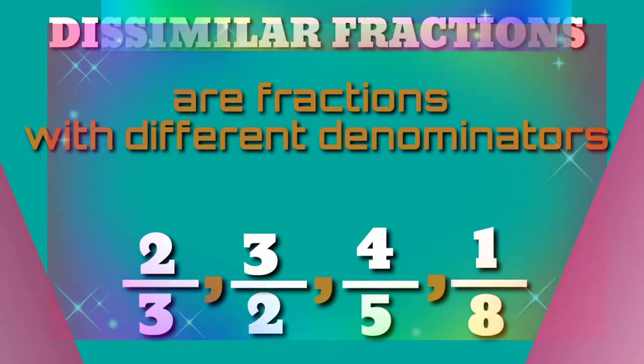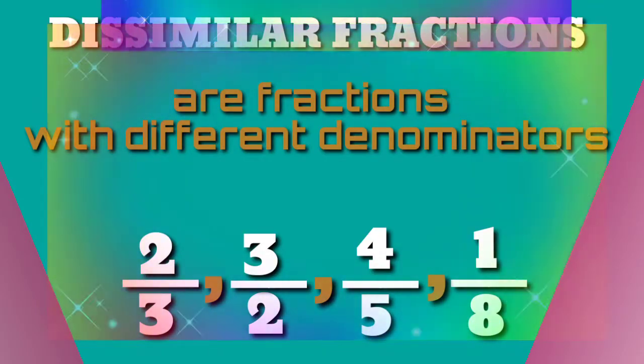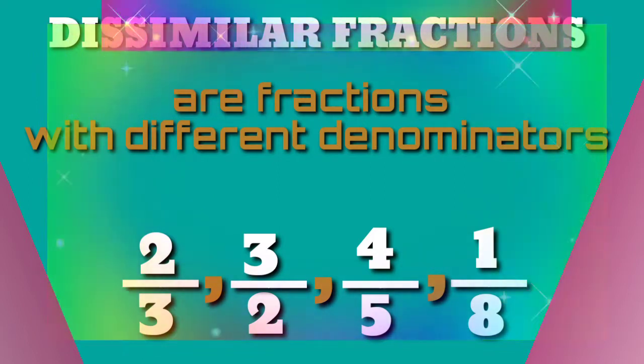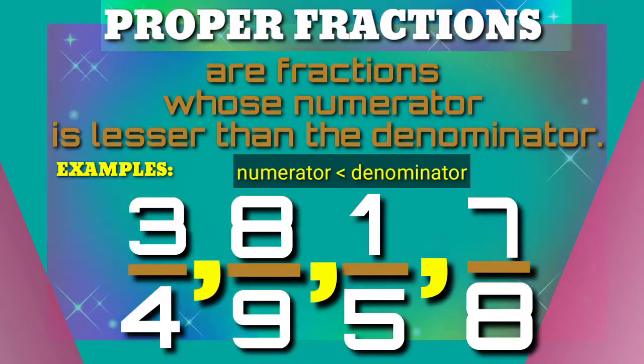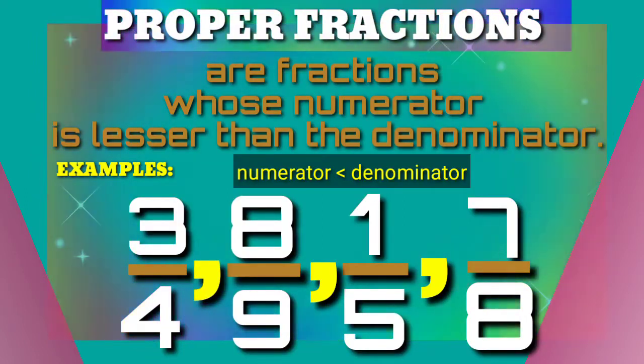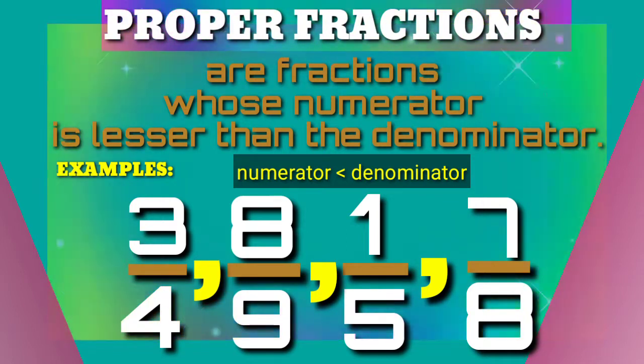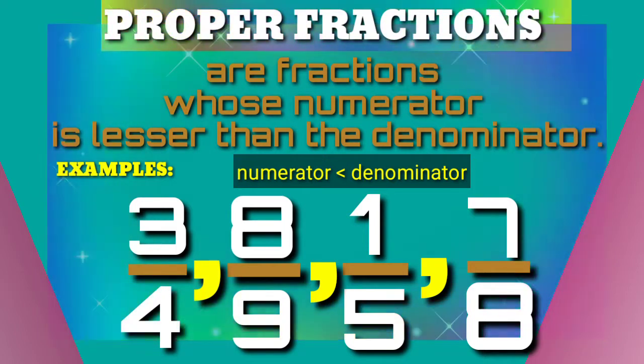Dissimilar fractions are fractions with different denominators. Example: 2/3, 3/2, 4/5, 1/8, and etc. Proper fractions are fractions whose numerator is lesser than the denominator. Examples: 3/8, 8/9, 1/5, 7/8, and etc.